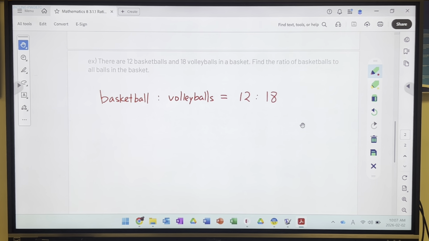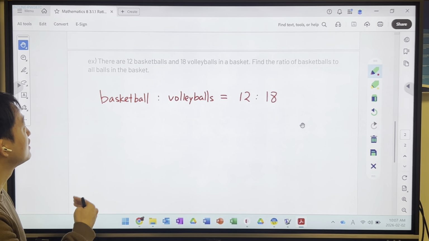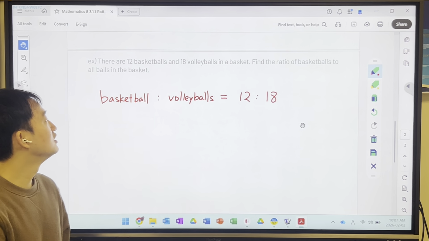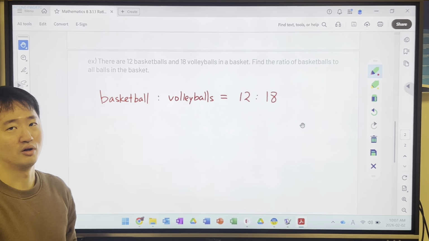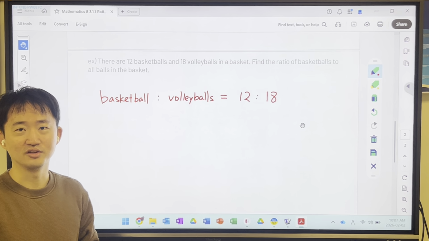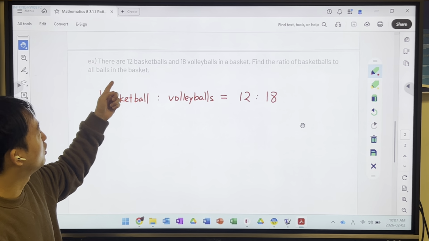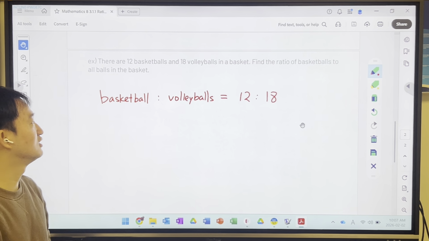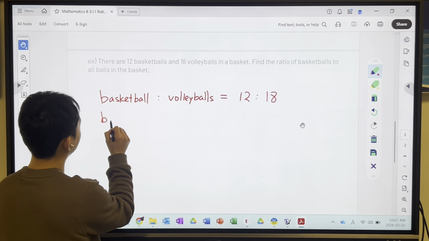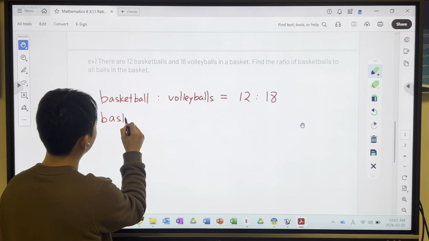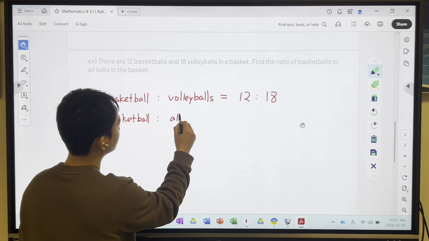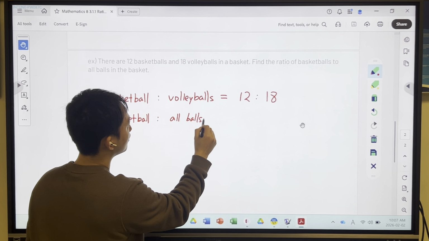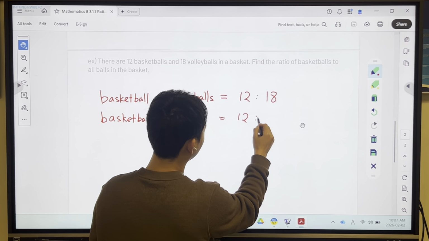However, the question is asking me to find the ratio of basketballs to all balls in the basket. So instead of using the volleyballs here, I need to switch that with the all balls. Well, how many balls are there in total? Well, we know that because there are 12 and 18, the total is 30. So I think we can rewrite the ratio as basketballs to all balls is equal to 12 to 30.